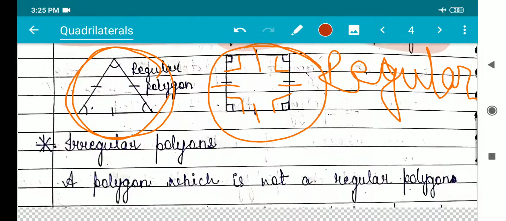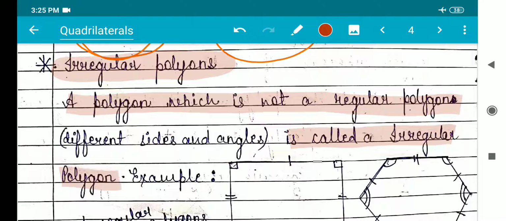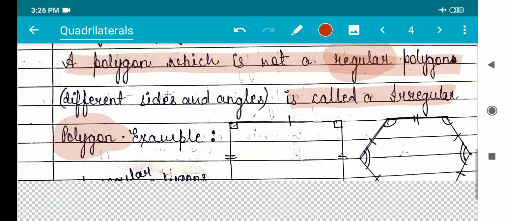So another topic is irregular polygons. A polygon which is not a regular polygon is called an irregular polygon. Not regular means different sides and angles. A polygon whose sides are different, meaning one side is equal to 5 cm and another side measures 6 cm. So their sides are different and angles are also different, so that is called an irregular polygon.